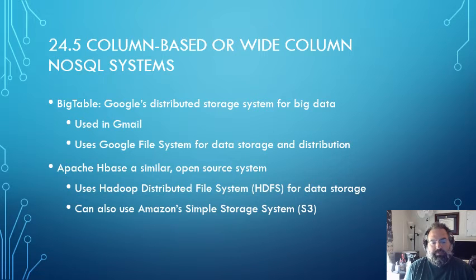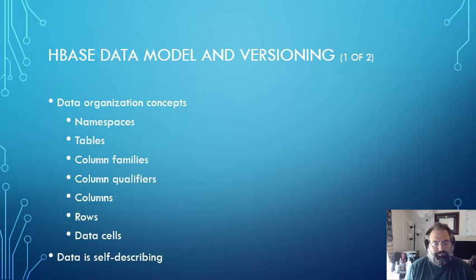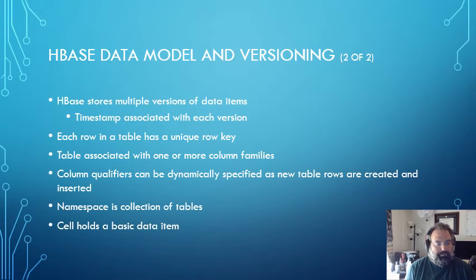Apache HBase is a similar open source system, and uses HDFS for the data storage, which is the open source implementation of something very similar to GFS. It can be used in Amazon's S3, lots of other places as well. The HBase data model and versioning has data organizational concepts: you have a namespace, a table, column families, column qualifiers, columns, rows, and then data cells. The data itself is self-describing.